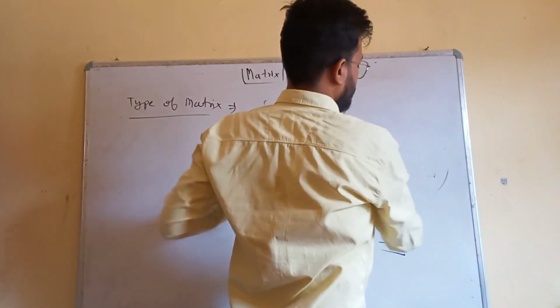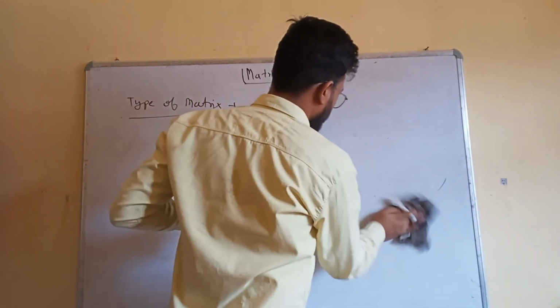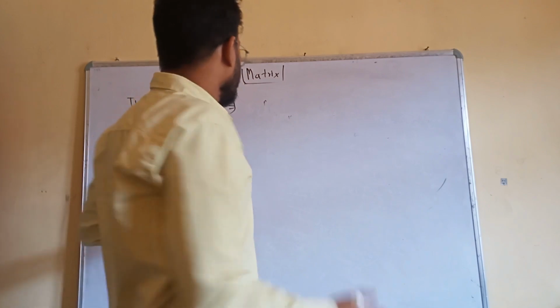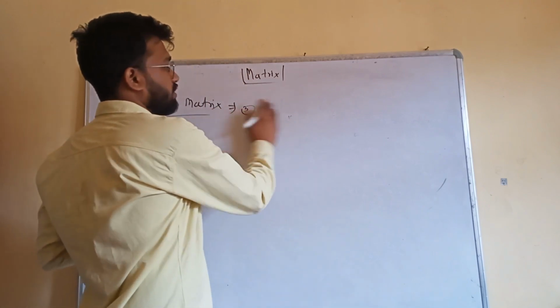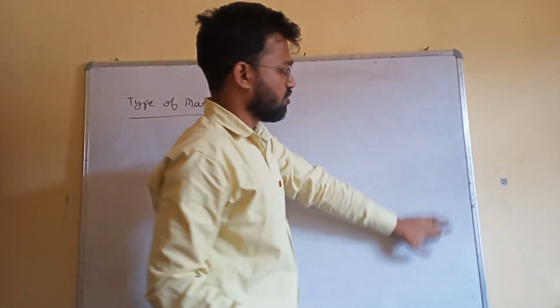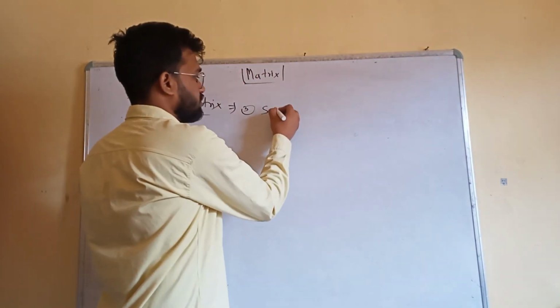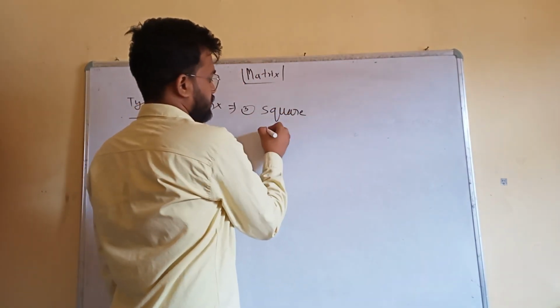What is a square matrix? It is an important concept. We are going to talk about it a lot. Square matrix is very important in matrix theory. So, square matrix.